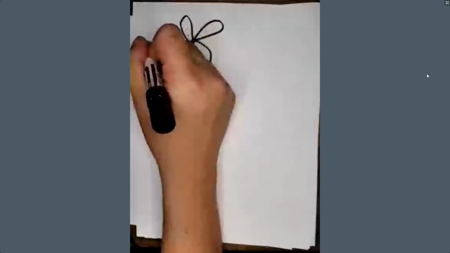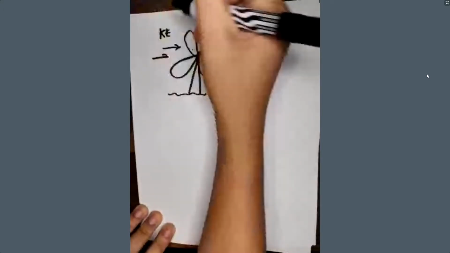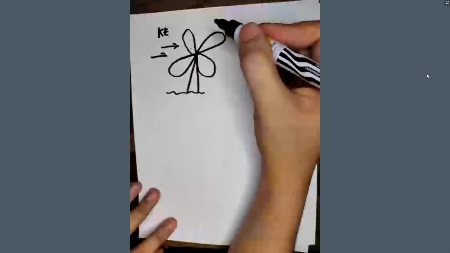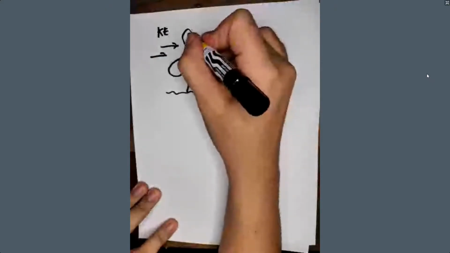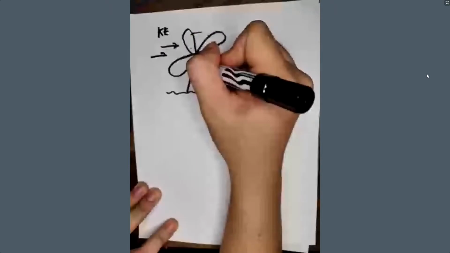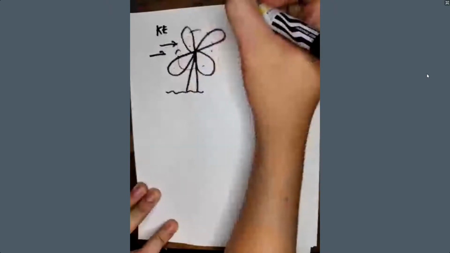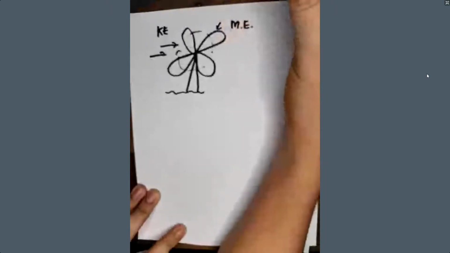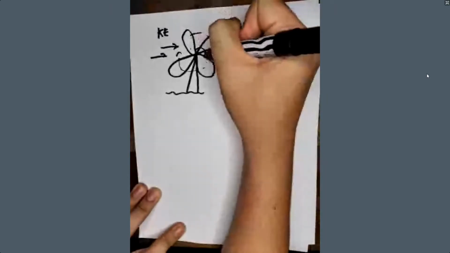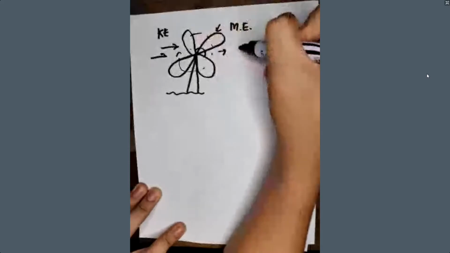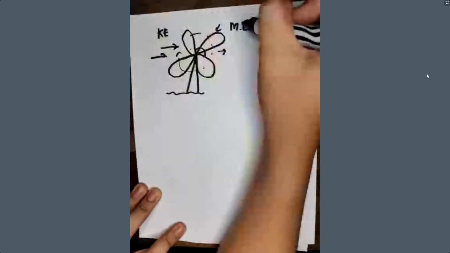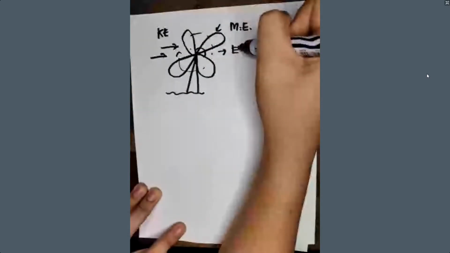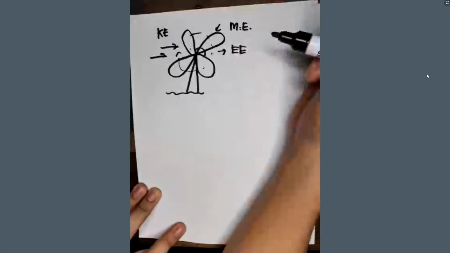So, di ba merong hangin? At yung hangin na yan ay meron siyang kinetic energy. Siyempre, pag may kinetic energy yan, ito ay iikot. Pag umikot yan, yung blades na yon magkakaroon siya ng mechanical energy. Since nakadikit siya dun sa generator, matatransform yung kinetic into mechanical into electrical energy.